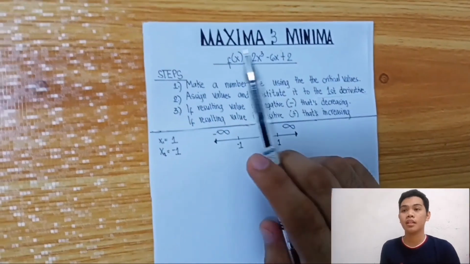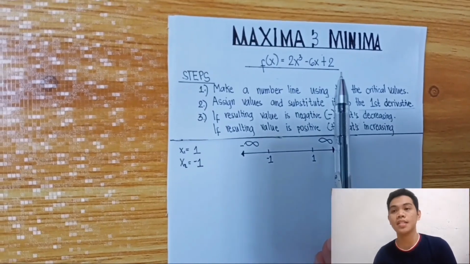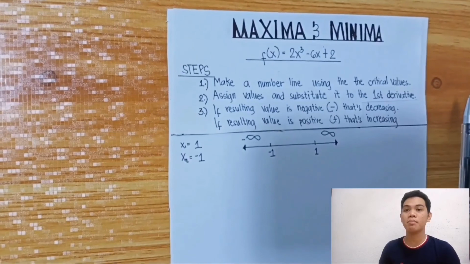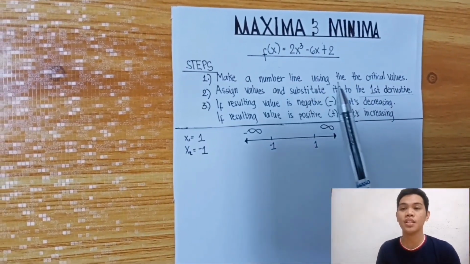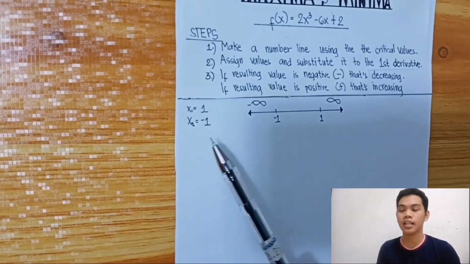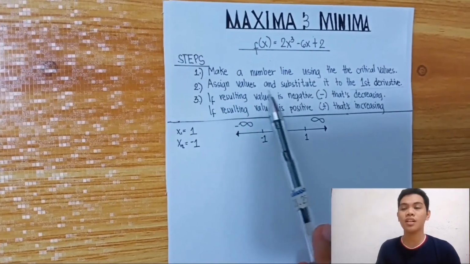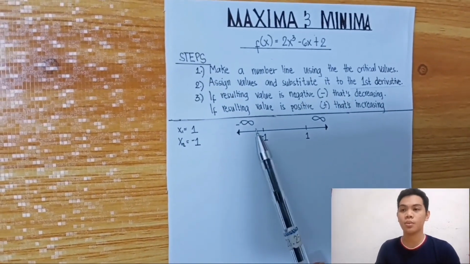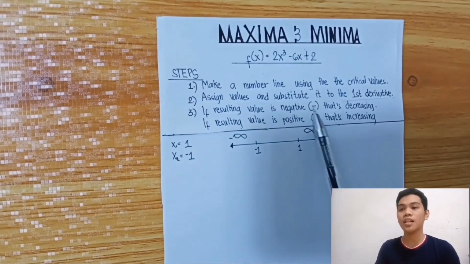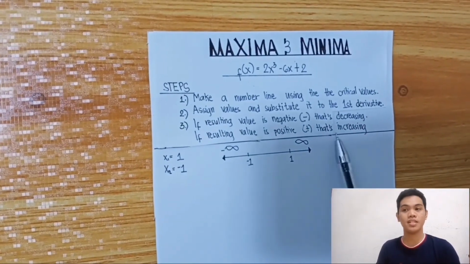Now we're moving to the maxima and minima of our function. Again, we have the function 2x cubed minus 6x plus 2. These are the steps in finding the maxima and minima. Make a number line using the critical values. We already solved the critical values, 1 and negative 1. Then we make the number line to assign values and substitute them into the first derivative. So we assign a number from each area. If the resulting value is negative, that is decreasing. If positive, that means it's increasing.